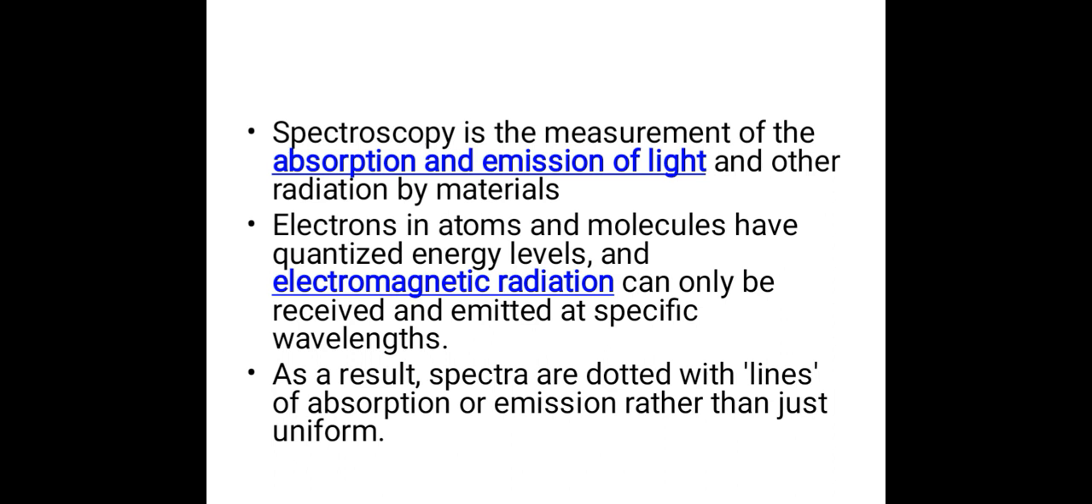Spectroscopy is a measurement of absorption and emission of light and other radiation by materials. Electrons in atoms and molecules have quantized energy levels, and electromagnetic radiation can only be absorbed and emitted at specific wavelengths. As a result, spectra are dotted with lines of absorption or emission rather than just uniform.